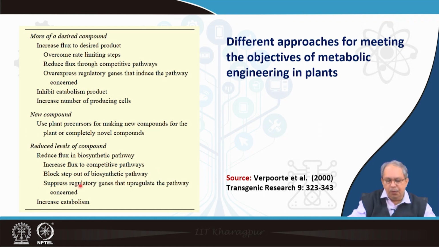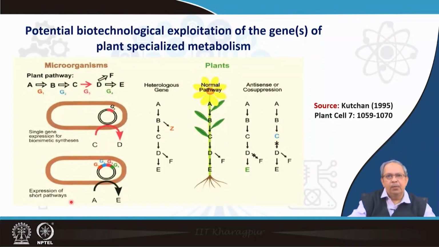Or you can also suppress the regulatory steps, that is, if a transcription factor is playing an important role in upregulating the pathway, you can suppress the transcription factor genes, and as a result your product level will be reduced. And also another way is that you can increase the catabolism.